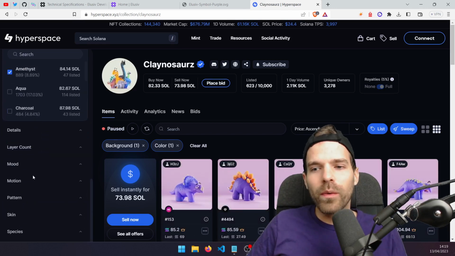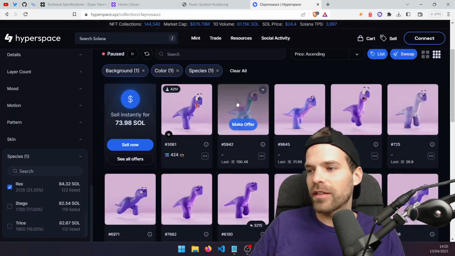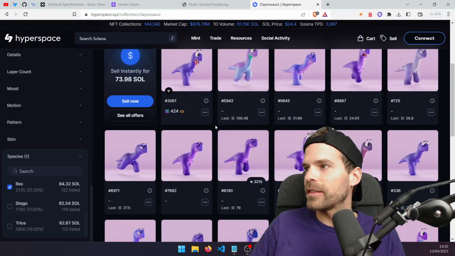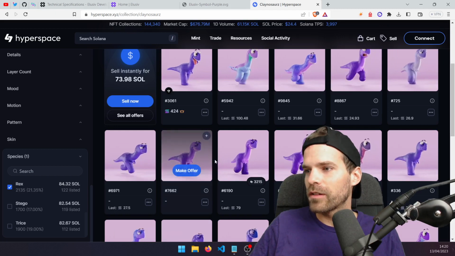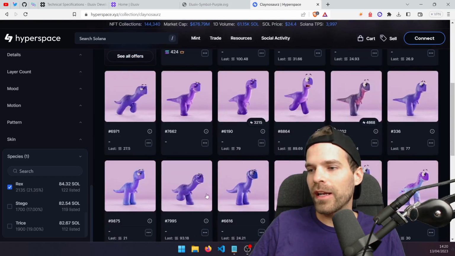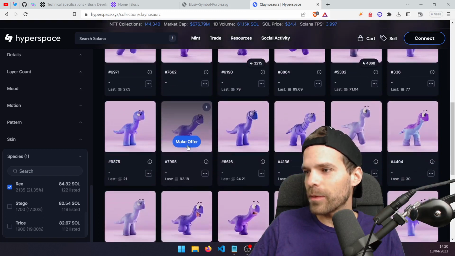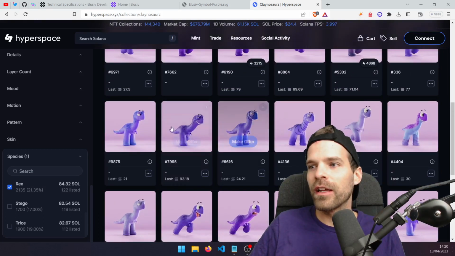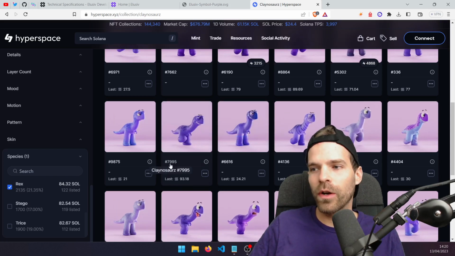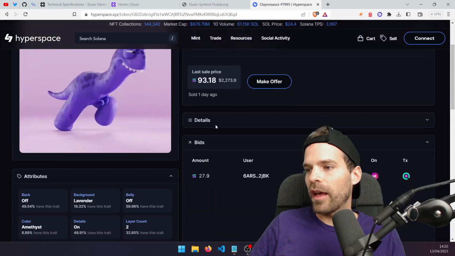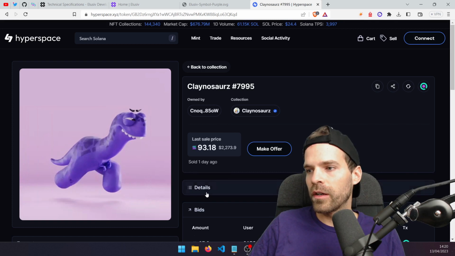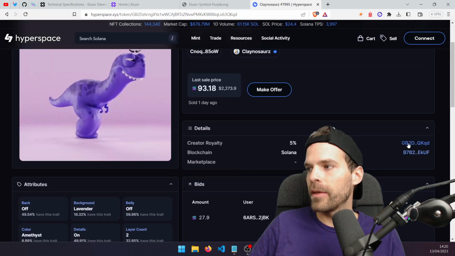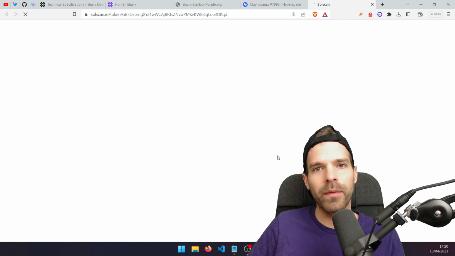And what else do we know? We know he bought a Rex. So the selection is already limited. Kind of looks like this one, but then not really. Kind of looks like this one. That's probably it. Yep. All the others look different. That's the one he bought. Okay, so we know 7995. And from here, we can probably find the mint address somewhere. Perfect. Go to the mint address.